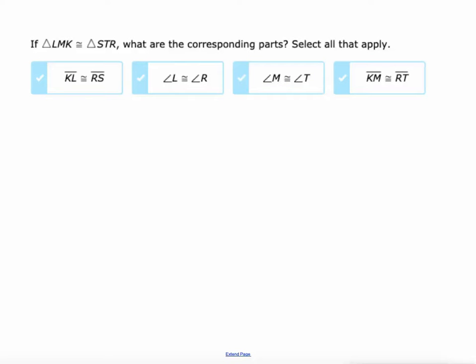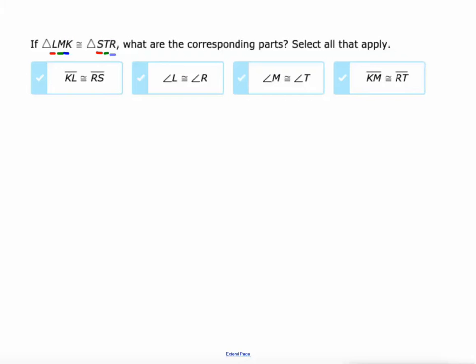Then we get into congruent statements. So this right here is called a congruence statement. We can tell a lot about these two triangles just by looking at the congruence statement. We know that angle L is congruent to angle S, angle M is congruent to angle T, and angle K is congruent to angle R. We also know that, for instance, segment MK is congruent to segment TR.